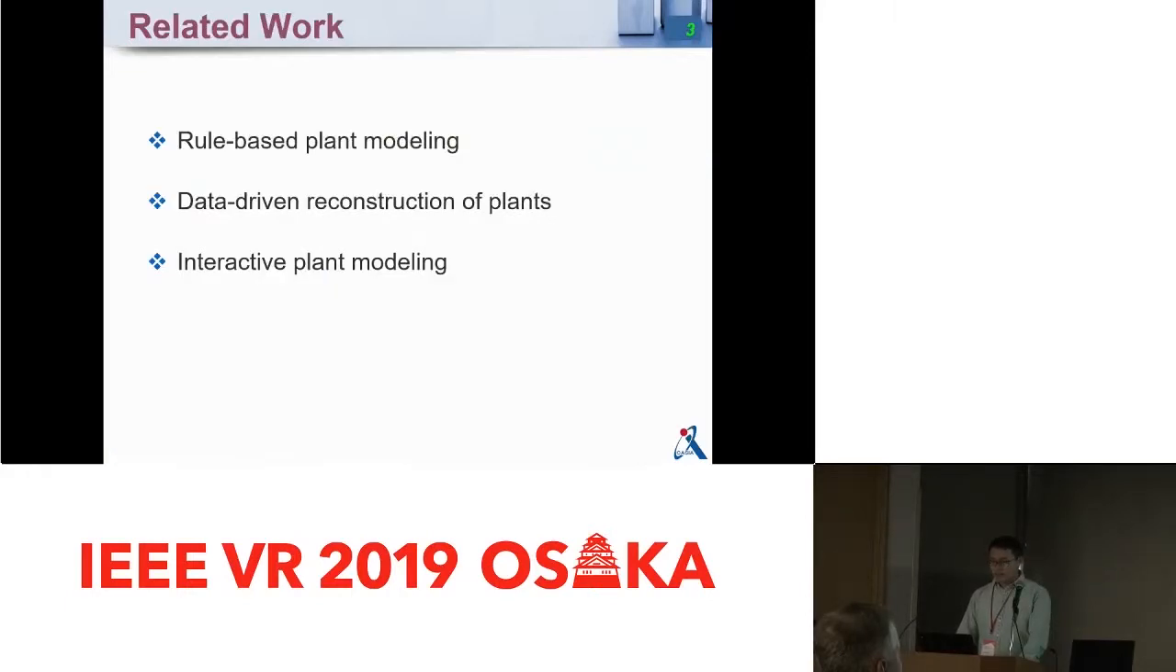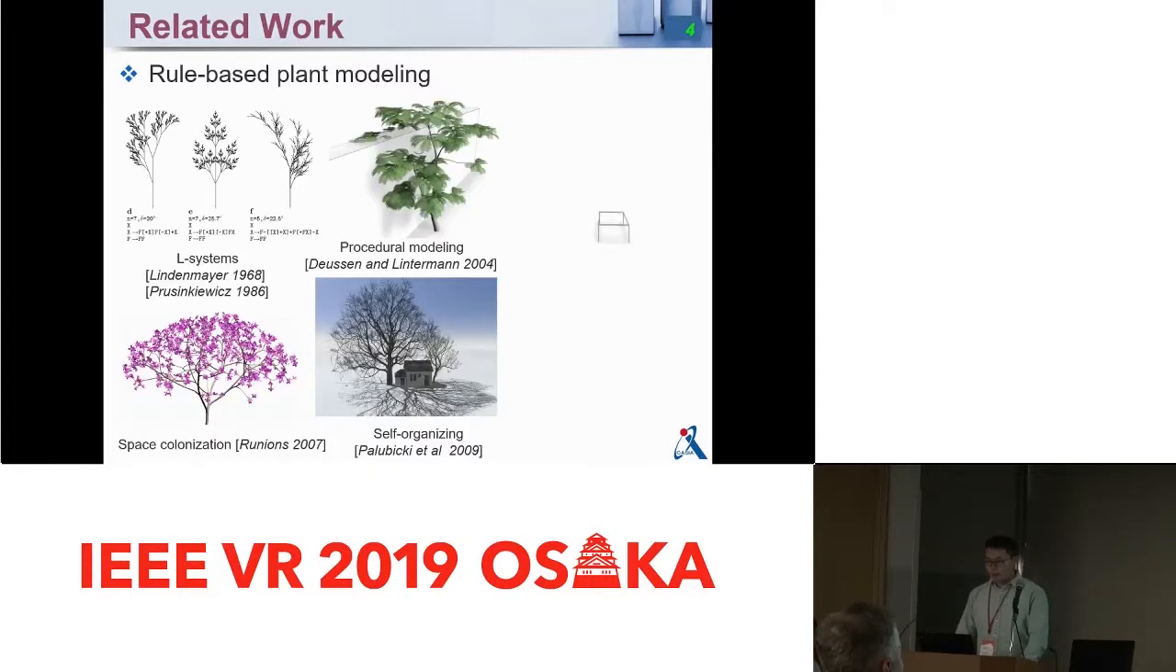There is a huge amount of work on plant modeling. Generally speaking, these approaches can be classified into three major categories. They are the rule-based methods, data-driven reconstruction, and interactive plant modeling. First, rule-based methods are traditionally used to generate plants by simulating the branching structures. The commonly used rules include L-systems, procedural modeling, space colonization, and self-organizing trees.